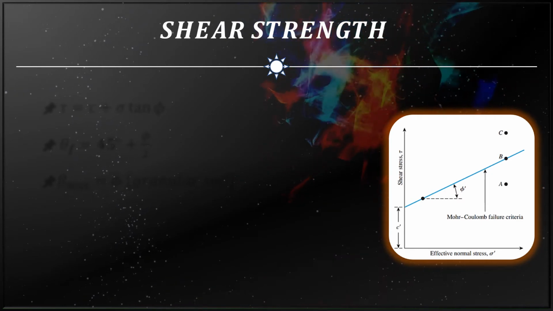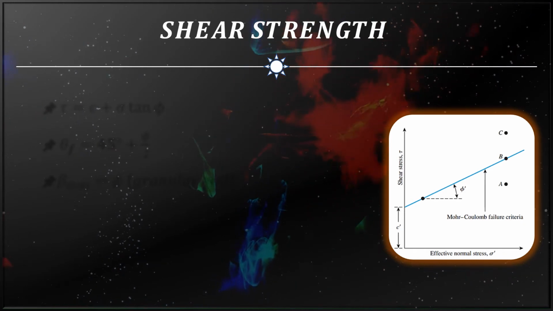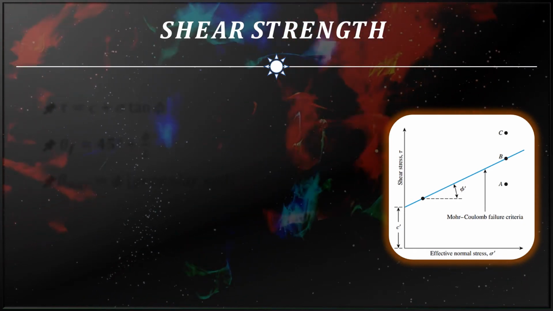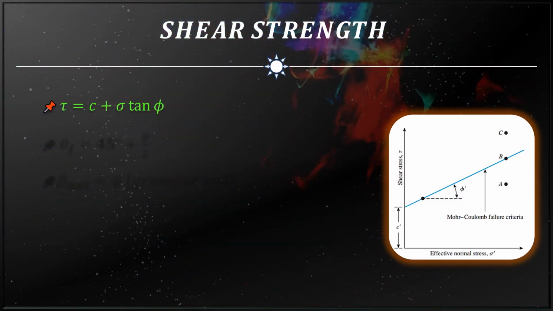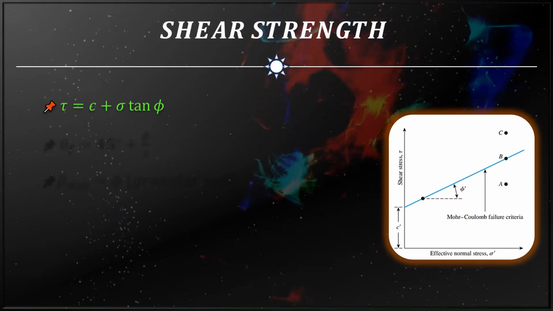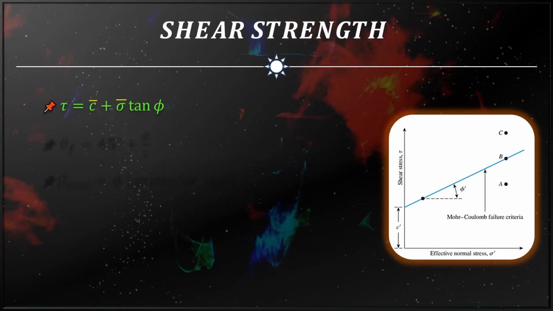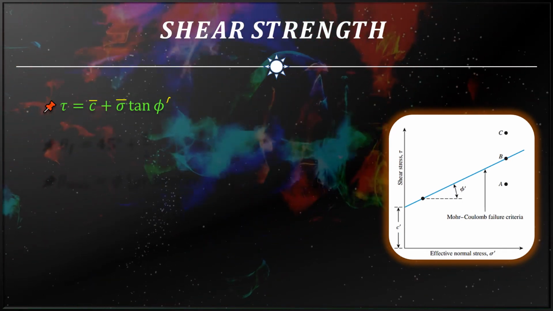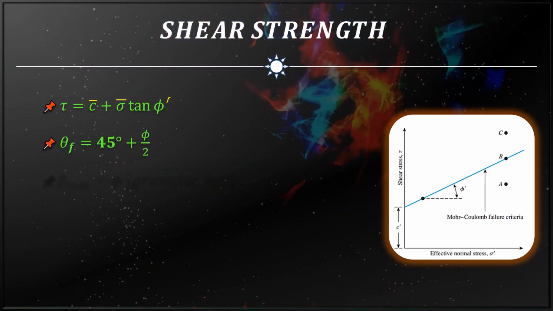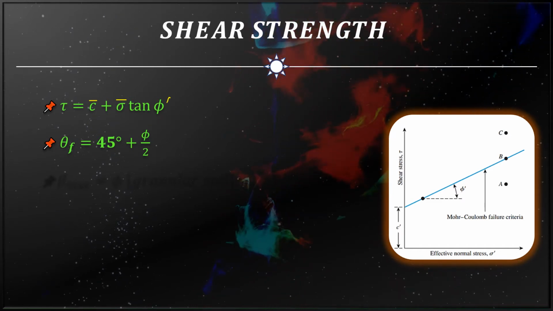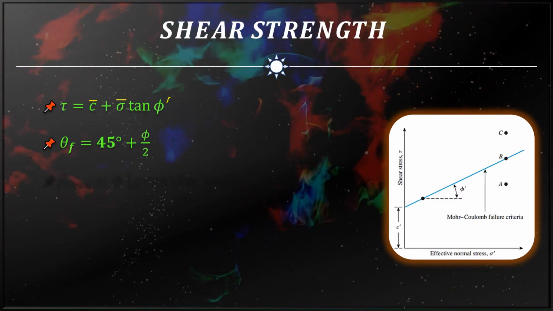So now we move ahead to shear strength. We completed the formulas regarding properties of soil and consolidation also. Now we shall see formulas under shear strength. The first and basic important formula is the Mohr-Coulomb theory. Tau is equal to c plus sigma tan phi, or in terms of effective stresses, tau is equal to c plus sigma bar tan phi dash. And theta f, that is the angle of failure plane, is given by 45 degrees plus phi by 2.